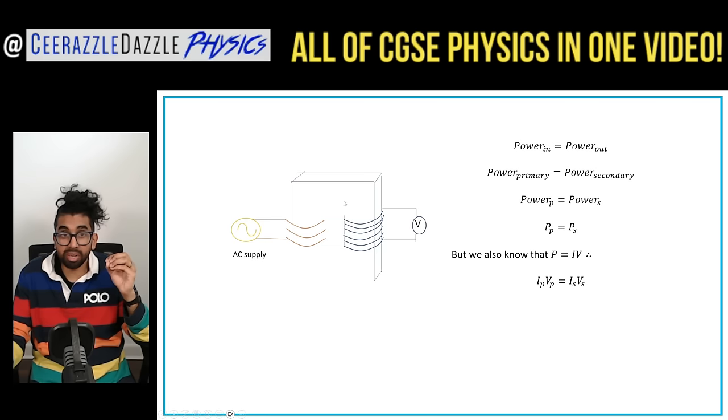There is another formula relating the current and voltage in both the primary and secondary coils. First of all, the power entering it must be the same as the power out. We also know that power is equal to current times voltage. Therefore, the current in the primary times the voltage in the primary will be equal to the current in the secondary times the voltage in the secondary.